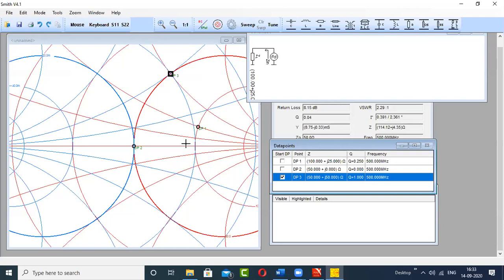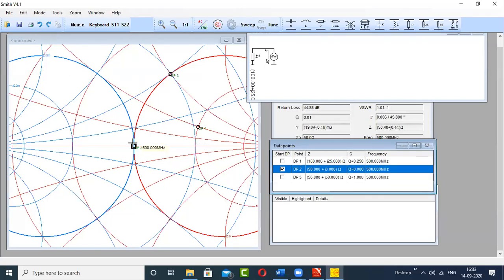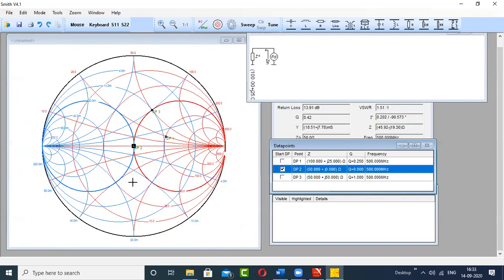Similarly, if you choose any point, like here at the center, this is the reference impedance. Reference impedance is always at the center of the Smith chart. Once again, this impedance is lying on this blue circle and this red circle. So every impedance or admittance is going to lie on a red and blue circle if it is a ZY chart.